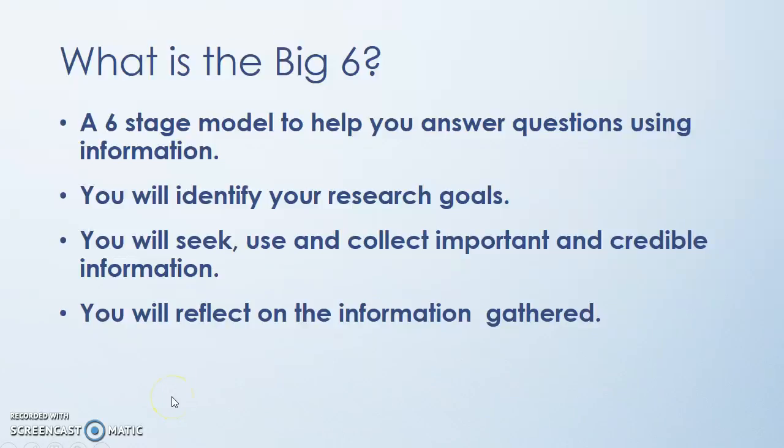Now that you have taken your pretest, let's take a look at what is the Big Six. The Big Six is a 6-stage model to help you answer questions using information. You're going to identify your research goals. You're going to seek and collect information and credible information, and you're going to reflect on the information gathered.